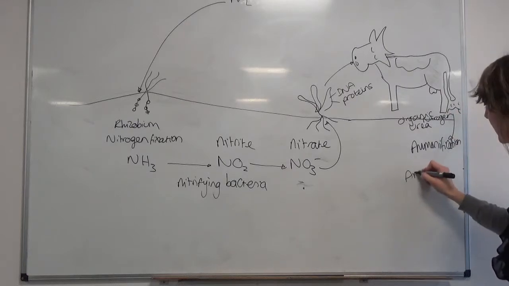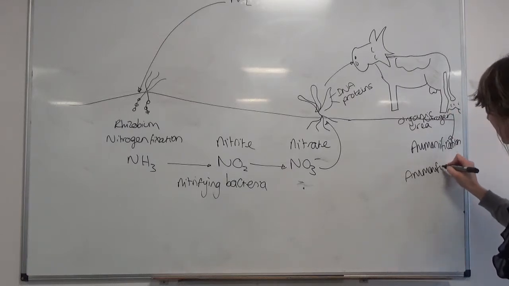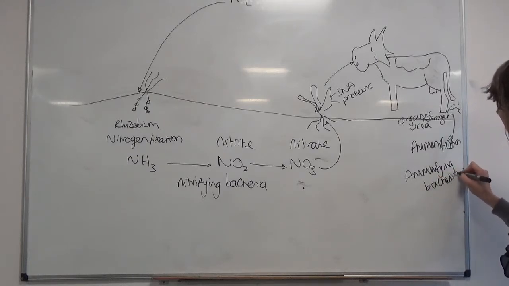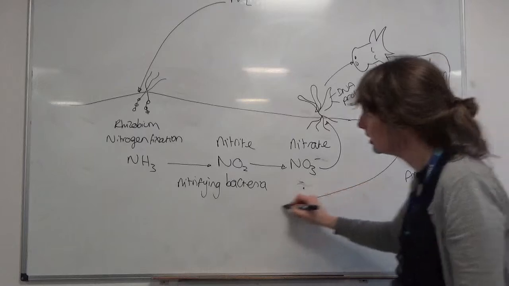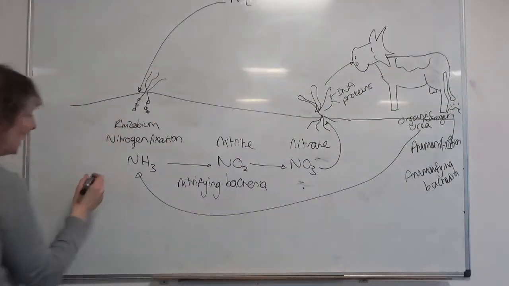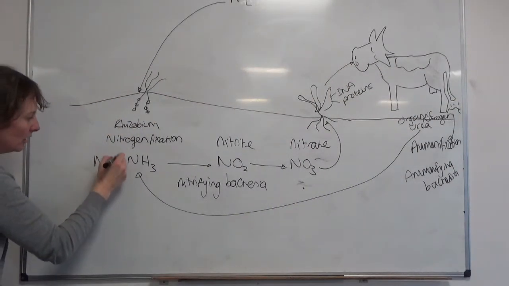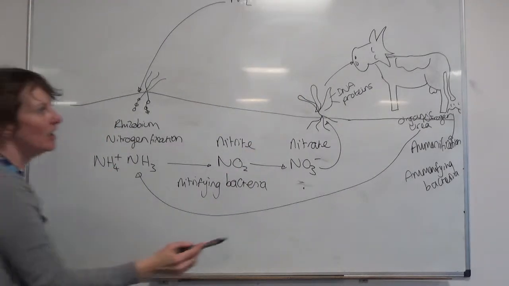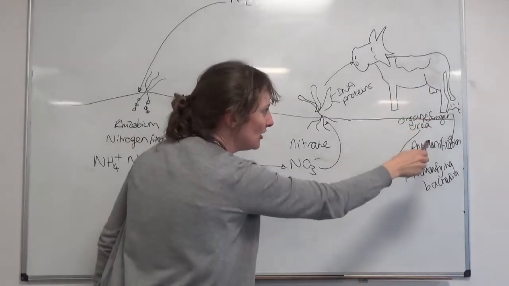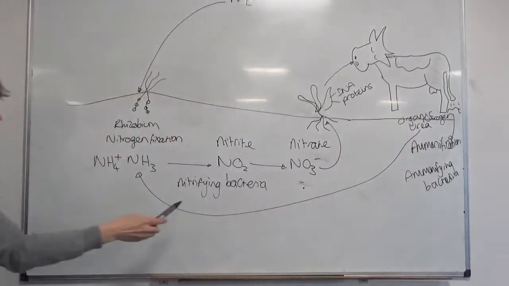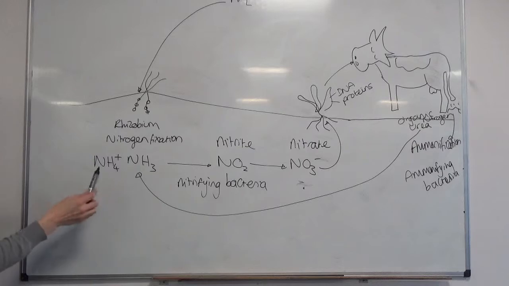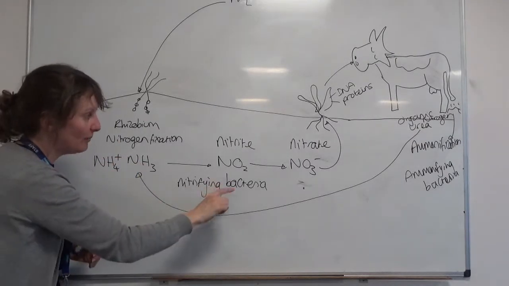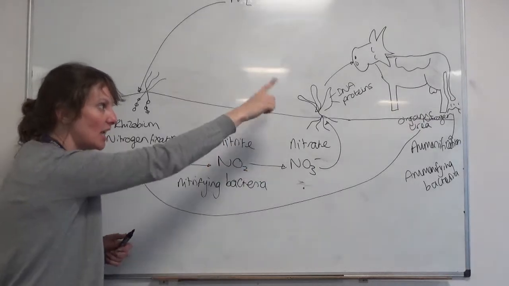and ammonifying bacteria convert the urea into ammonia and ammonium. So that's the cycle within the cycle. So you have your organic nitrogen, ammonification by ammonifying bacteria, to your ammonia and ammonium, which then undergoes nitrification by nitrifying bacteria to nitrite to nitrate, and gets taken up by the plants.